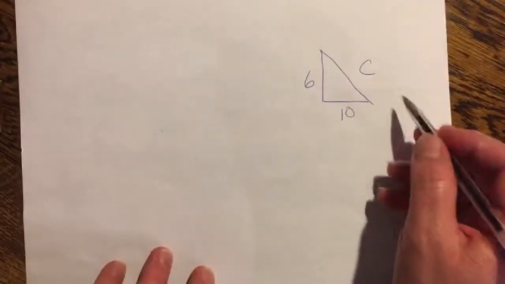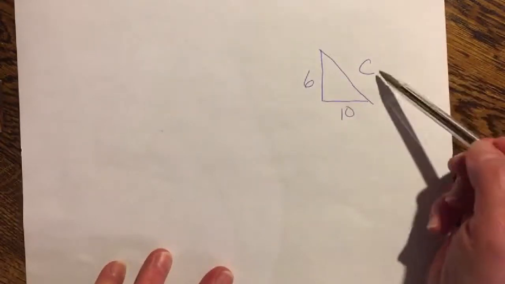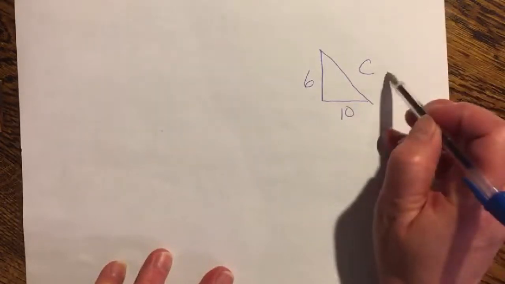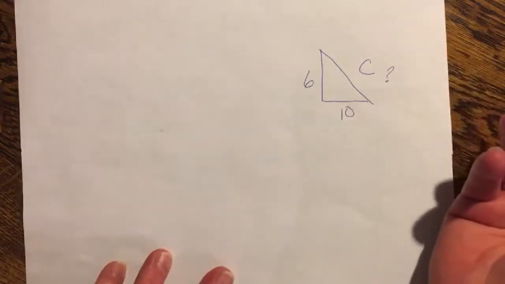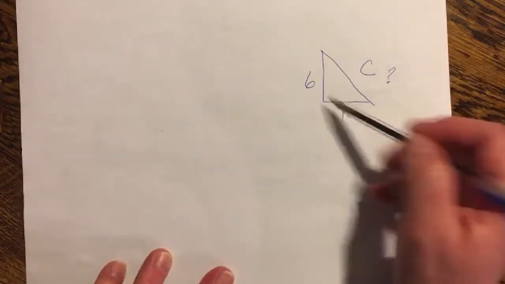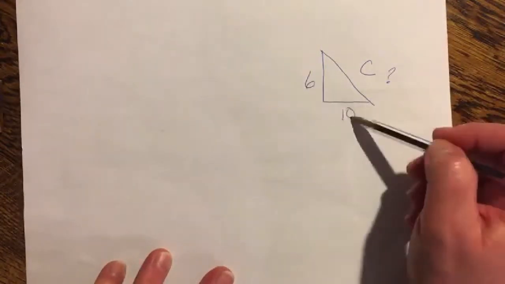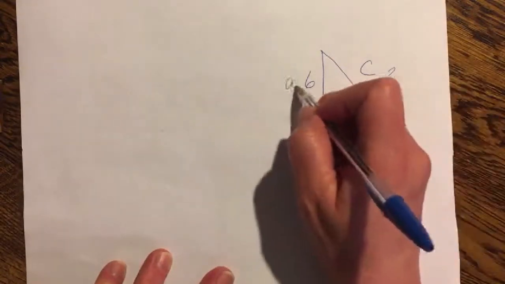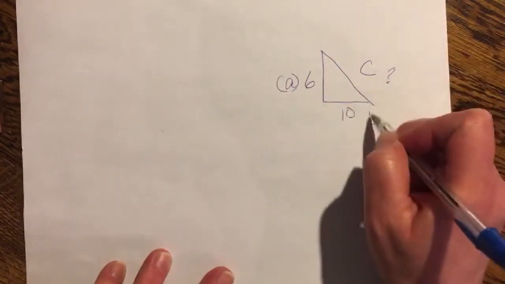Okay, and the first thing again, you need to label your sides. So I have C already. It's my unknown, so I put a question mark because I don't know what that is. And then I have my 6 and 10. So we have to label our sides. I'm going to label this A. I'm going to label this B.